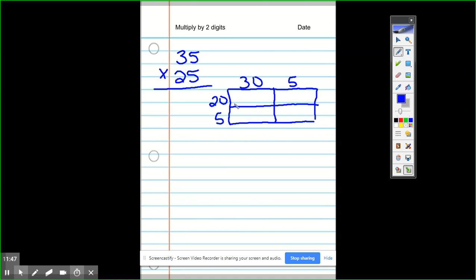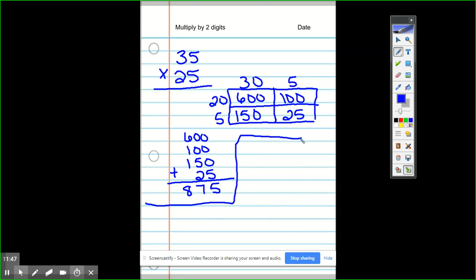Then I go ahead and multiply. 2 times 3 is 6. Attaching my 2 zeros. 2 times 5 is 10. Attaching my 1 zero. 5 times 3 is 15. Attaching my 0. 5 times 5 is 25. Go ahead and add all of these up. So I have 600 plus 100 plus 150 plus 25. I get 5. 5 plus 2 is 7. 6, 7, 8. And we should have gotten 875.